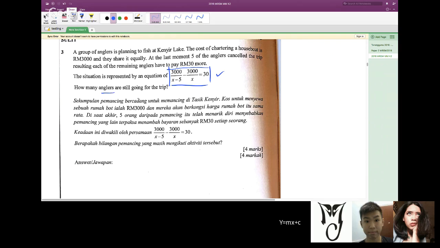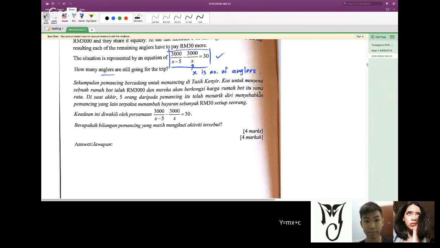So how many anglers are still going for the trip? That means you need to find x, because x basically is the number of anglers. So you just need to solve this equation and find the answer of x. All right. So if you understand this, I will show you how I solve this equation. I will basically copy down the equation first. So I have 3,000.